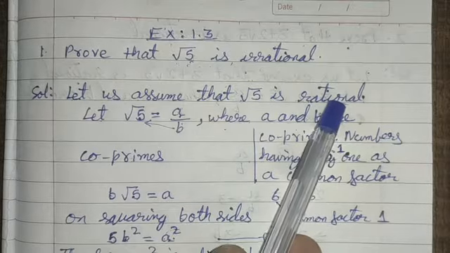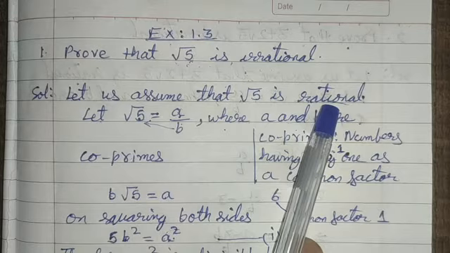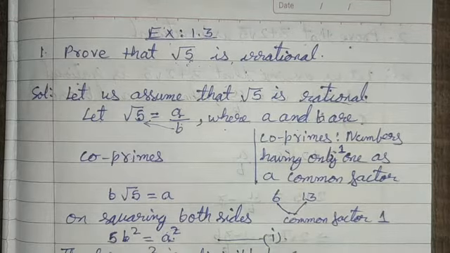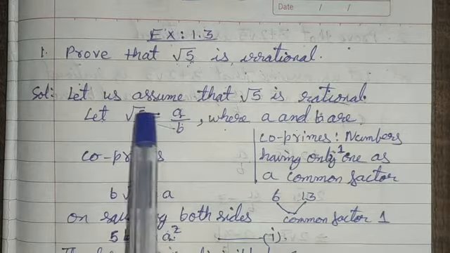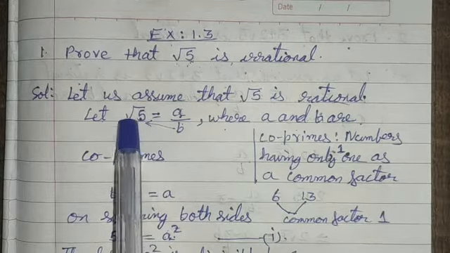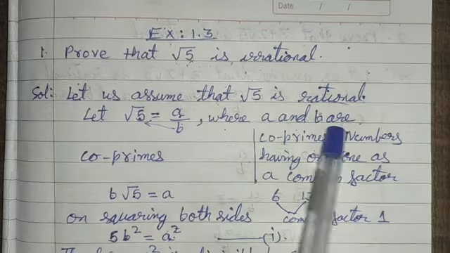Now if root 5 is rational, you know the definition of a rational number: rational numbers are the numbers which can be written in the form of p upon q, where q is not equal to 0. So here also we have taken root 5 as rational, so we can take it in the form of a upon b, where a and b are co-primes.